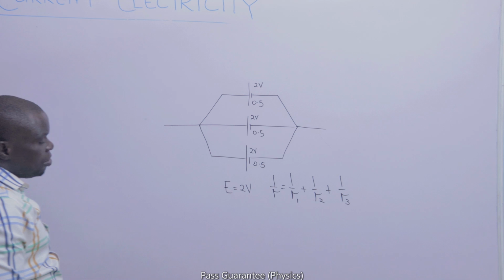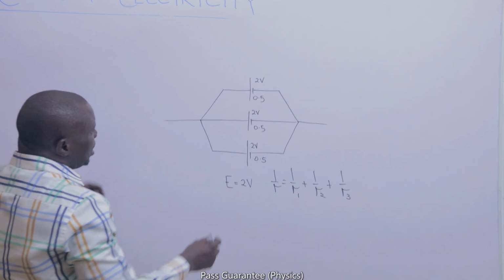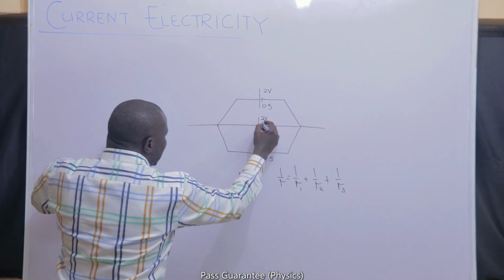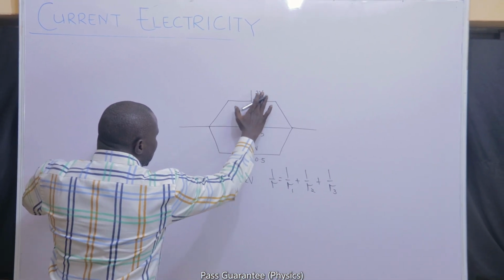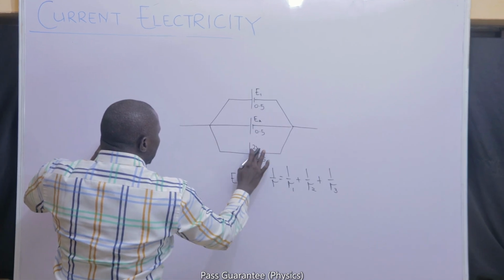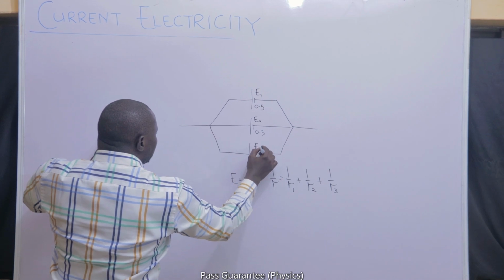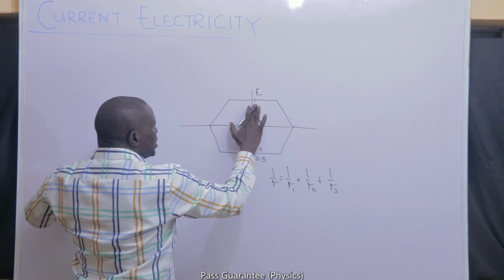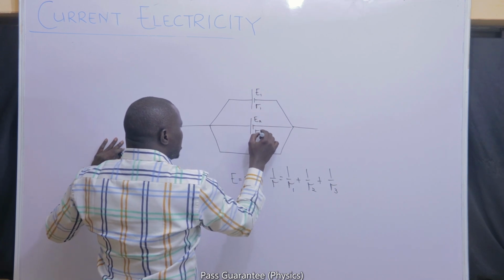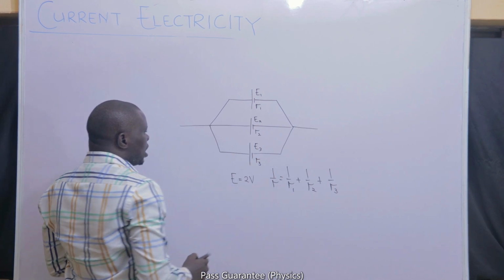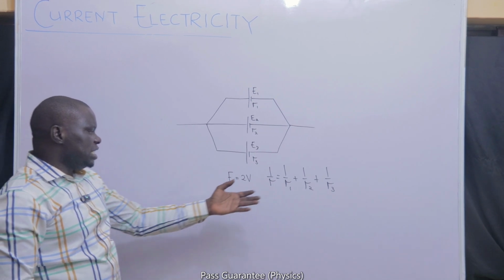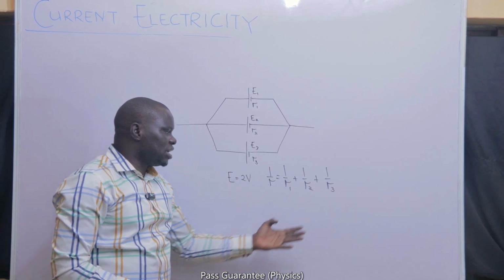But there can now be a more technical situation in which the cells do not have the same EMF. Let me use letters this time. Let's say the EMF of the first one is E1, the EMF of the second one is E2, while the EMF of the third is E3. Let me use a more general term to represent the internal resistances too. If the internal resistance of this is R1, that of this is R2, and that of the third one is R3, then I can easily say that, number one, I will still determine the total or effective internal resistance from this formula.